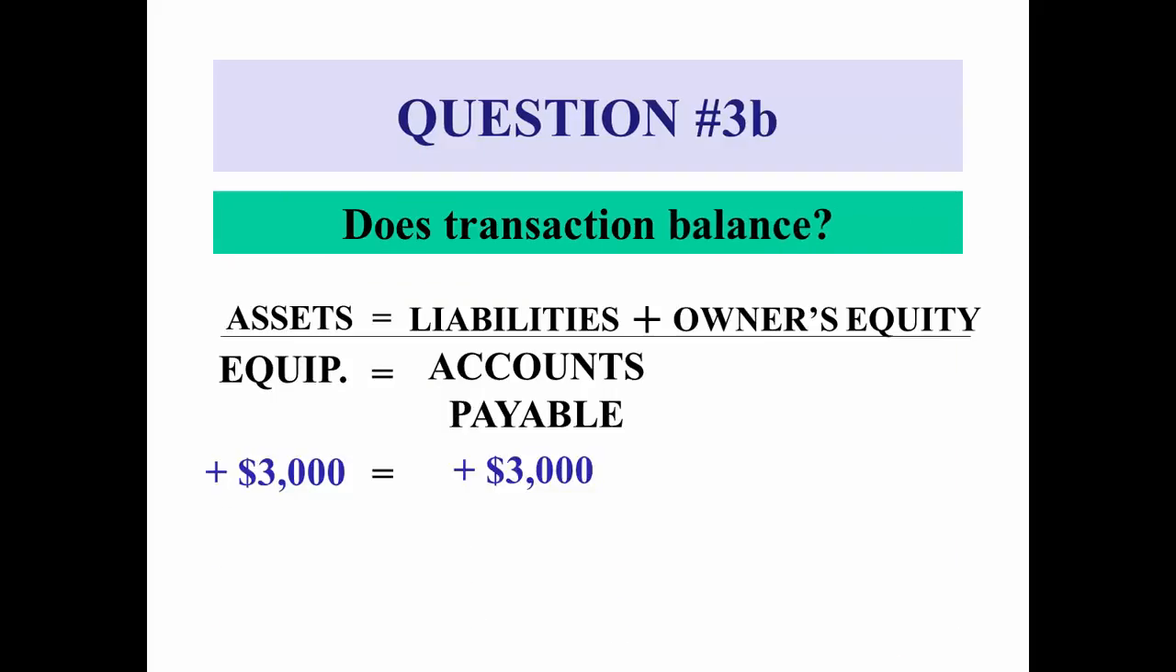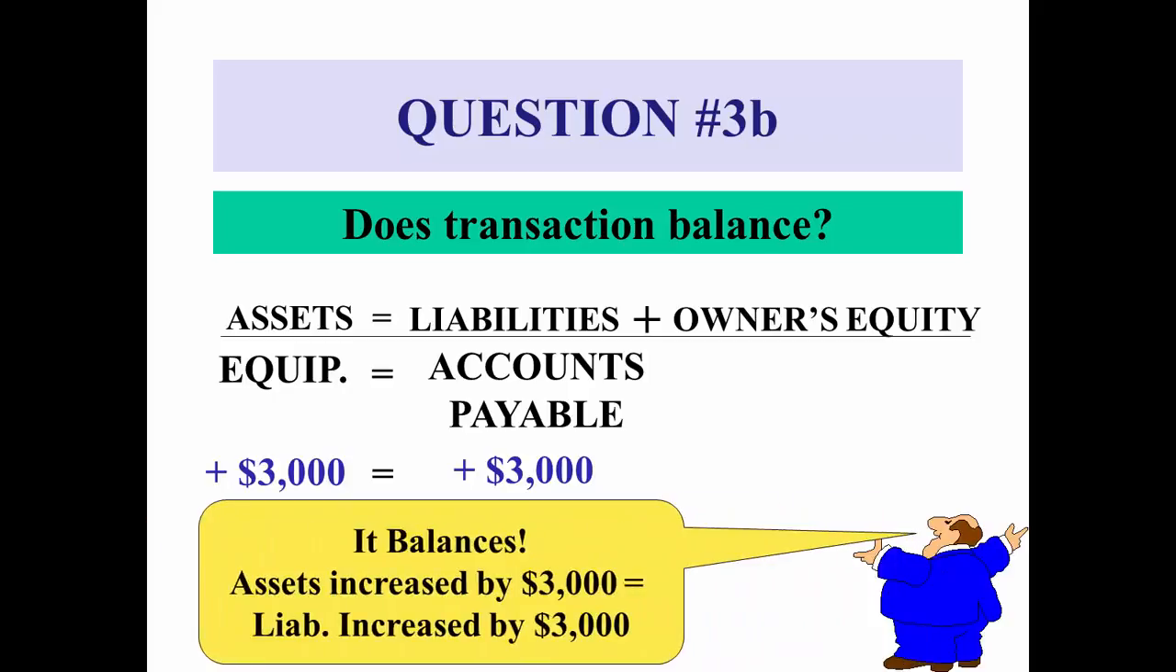Now we look and see if it balances. The equipment, which is an asset, has increased by $3,000, but the accounts payable account, we owe out $3,000 to a creditor, and so that has increased by $3,000 as well, and so it does balance.